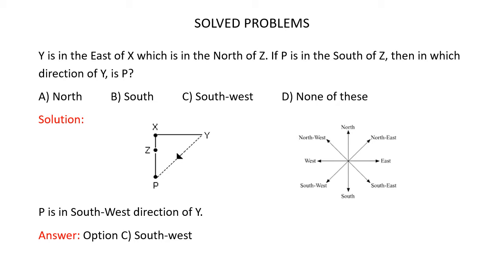Now we have to find out in which direction P is located with respect to Y. Clearly from the diagram you can see that P is in the southwest direction of Y. So the correct answer is option C, southwest.